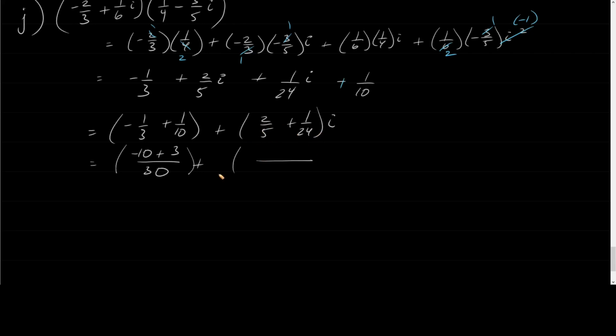So 5 times 24, so 5 times 20 is 100. 5 times 4 is 20, so it's 120. To go from 5 to 120, we multiply by 24. 2 times 24 is 48. To go from 24 to 120, we multiply by 5, so 1 times 5 is 5. And in here, as our final answer, now we would say is negative 10 plus 3 is negative 7. So we have negative 7/10 plus 48 plus 5. 48 plus 5 is 53. So we have 53 over 120 i. And that doesn't reduce at all.